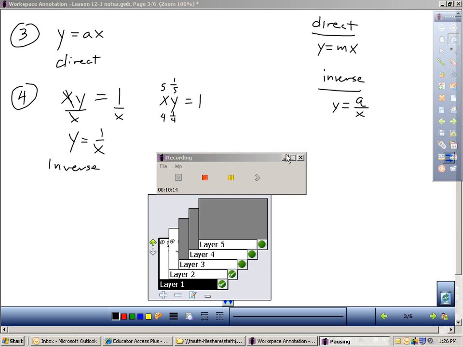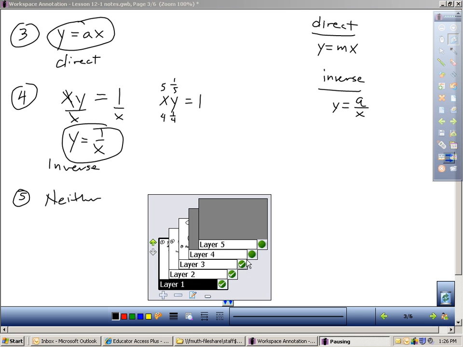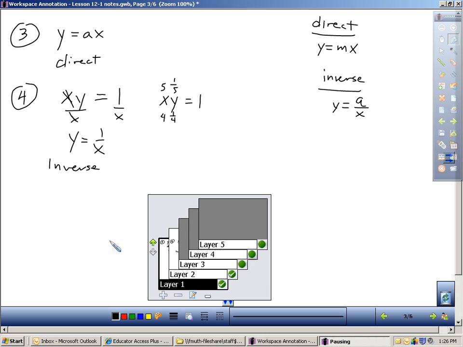Moving on to number 5. Okay. Number 5, I shouldn't have clicked that yet. Number 5 would be neither. And let's talk about why it's neither. You look at the equation. Number 5 says y equals x plus 5.